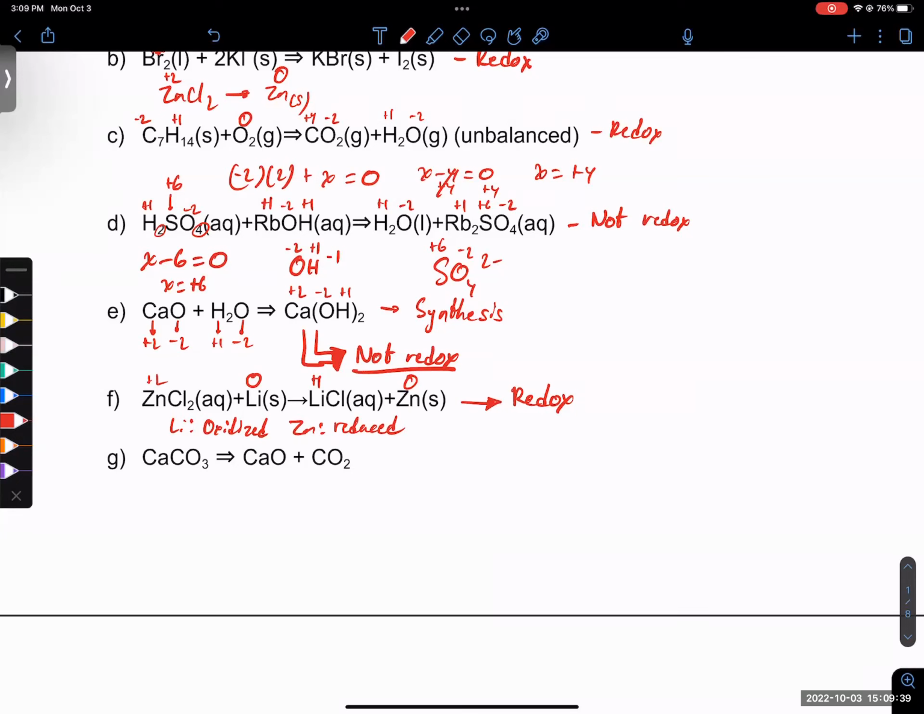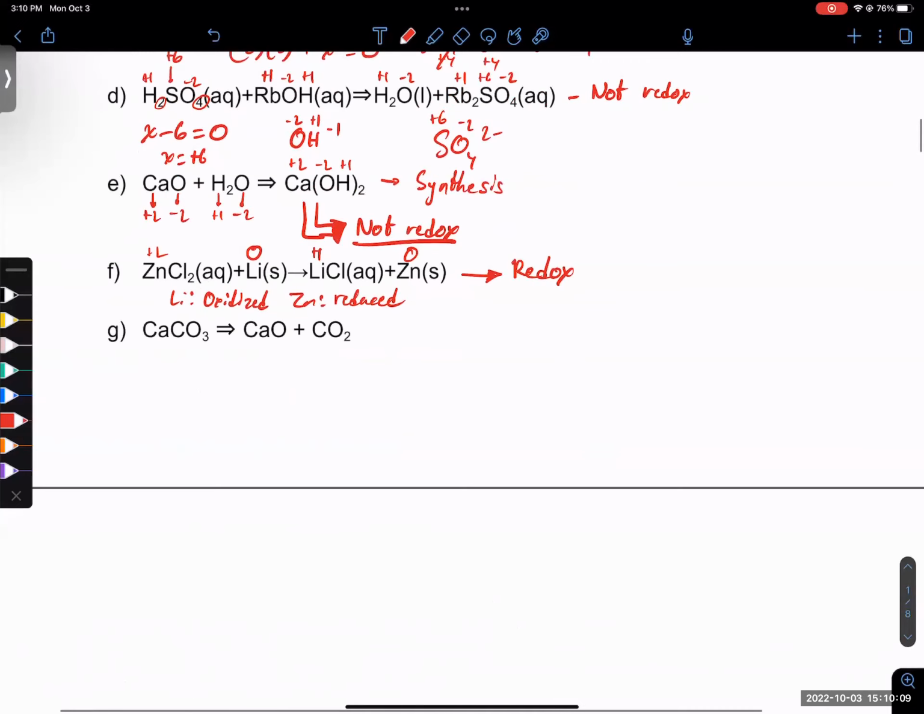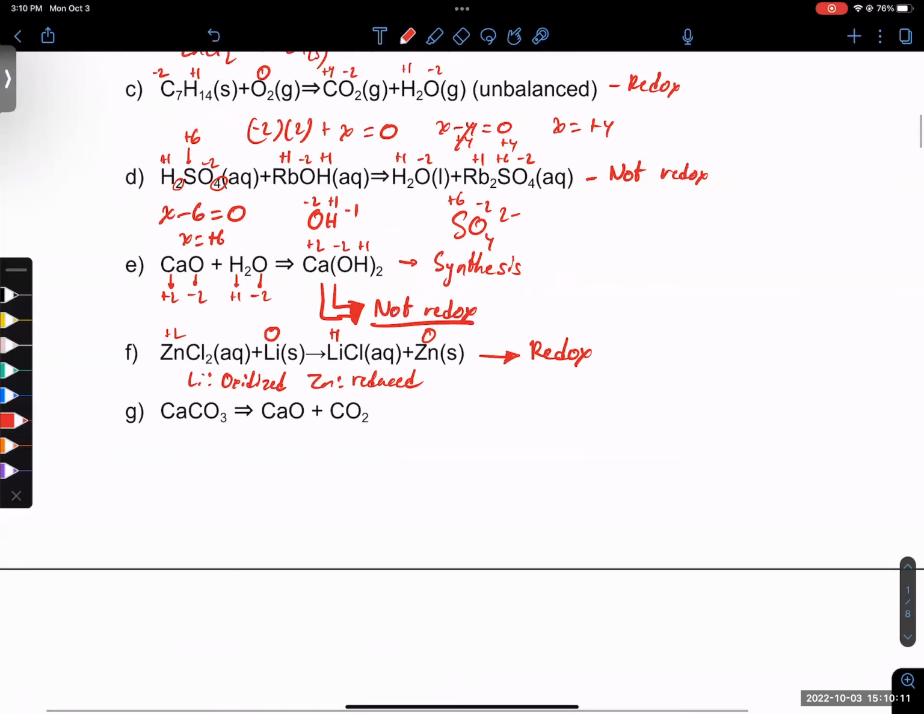What is your oxidizing agent in this case? Zinc chloride, because zinc chloride is the thing that was reduced. If you already know what's oxidized, the oxidizing agent's the other one. And if you know what's reduced, the reducing agent's the other one. It's really obvious. All right, so go ahead and do this. We'll go ahead and do G, then we can do some more problems.